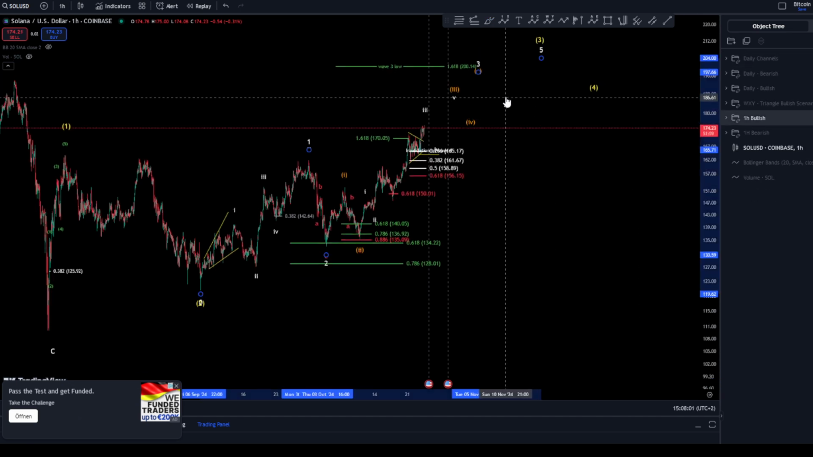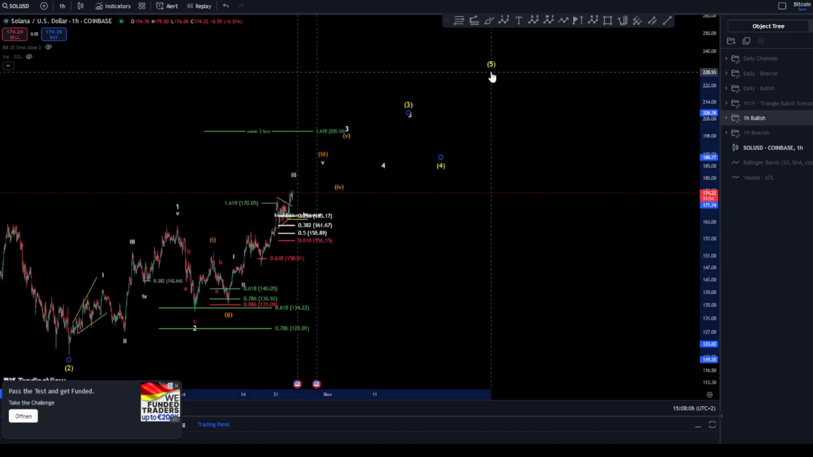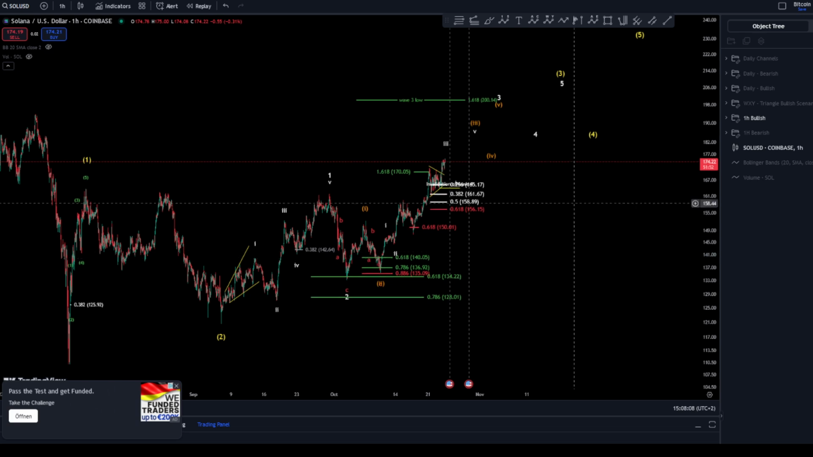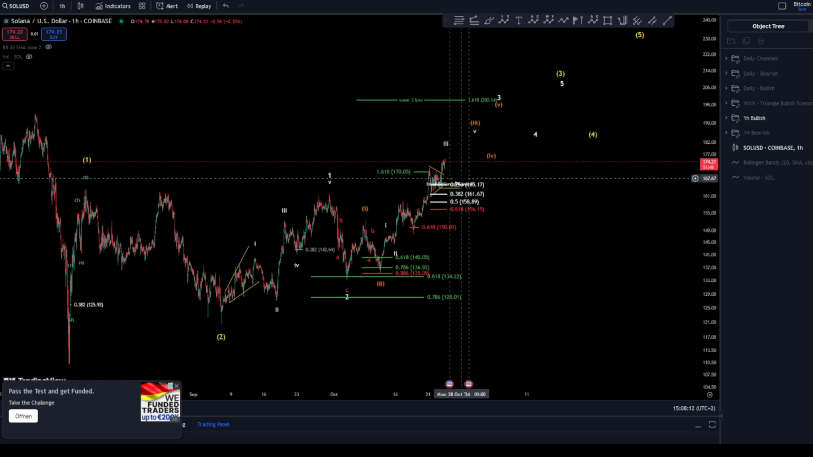We have a lot of price action coming soon for Solana, and in the next weeks we might see a higher high in this year before 2025.